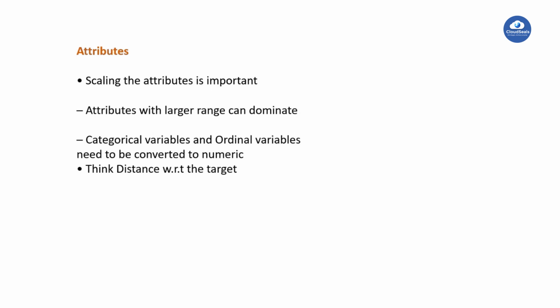For example, what are the attributes we need to consider while going for k nearest neighbors? Scaling the attributes is important. Why do we need to scale? For example, some data points come with the CGS method, some with the SI method, some measurements in centimeters, some measurements in kilometers.